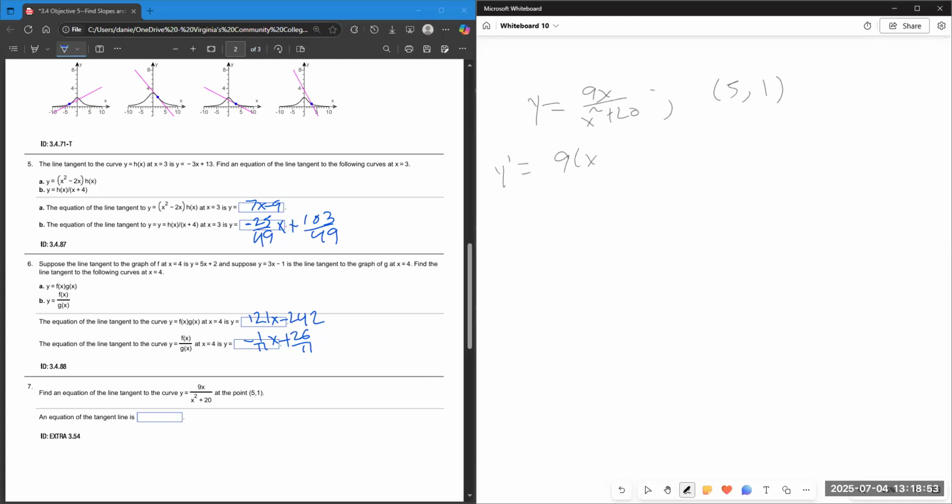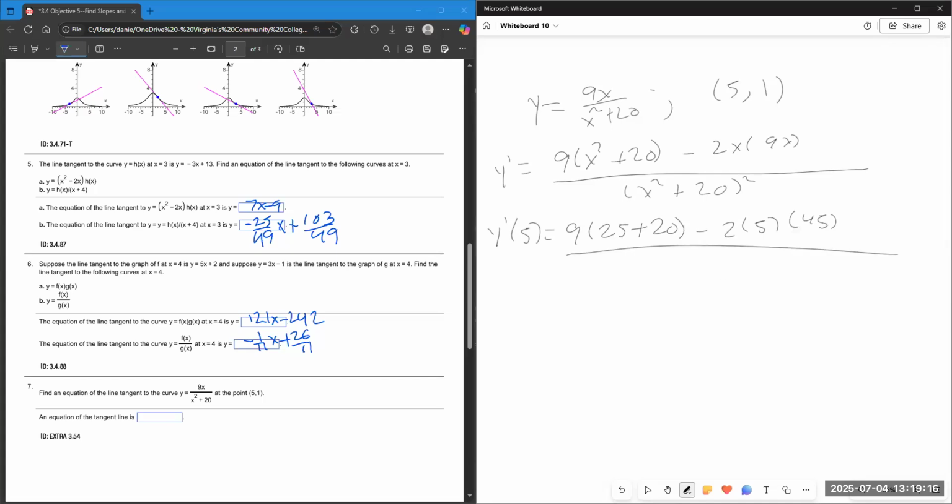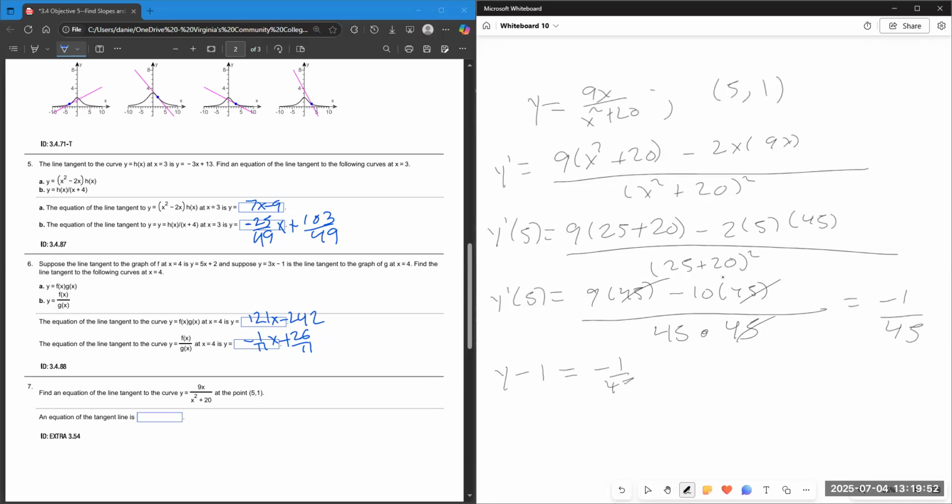My derivative here is derivative of the top times the bottom minus derivative of the bottom times the top, all over the bottom squared. So y prime at 5 is going to be 9 times 25 plus 20, minus 2 times 5 times 45, over 25 plus 20 squared. Y prime of 5 is 9 times 45 minus 10 times 45 over 45 times 45. I see the common factor of 45 everywhere. 9 minus 10 is -1 over 45 for my slope. So y minus 1 equals m times x minus x1.